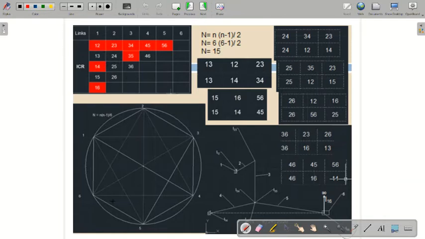Connect 1 3. Where is 1? This is 1. Where is 3? This is 3. Connect 1 3 with a dotted line. Can you see it? I have drawn a small dotted line here. It should be very thin compared to the other lines.